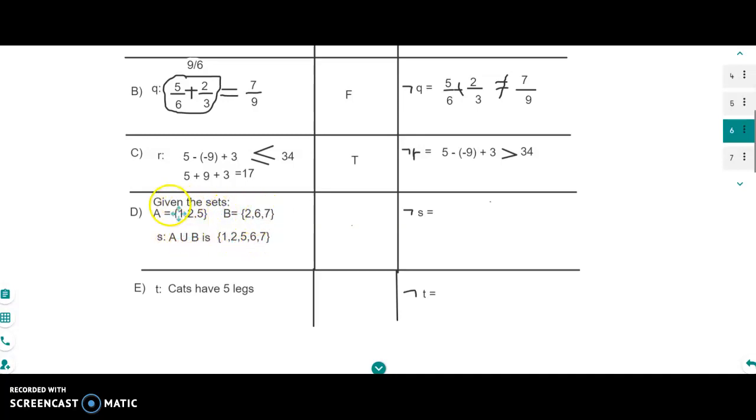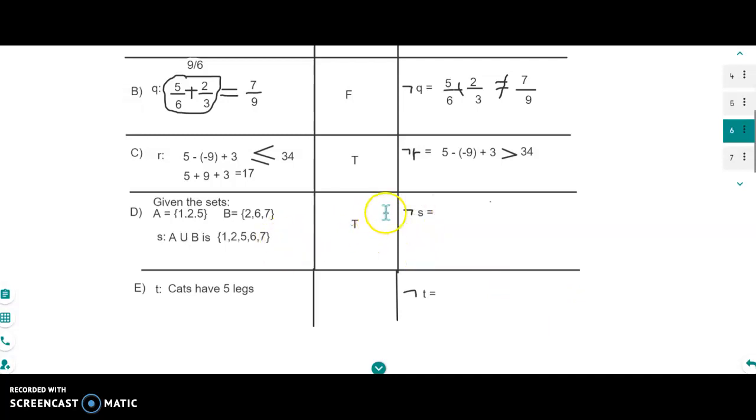Remember the union, that is the combination of the sets A and B. We don't repeat any element. The element 2 is in common between A and B, so we write it once, only one time in the union. So this statement, the union, is true because we already have all the elements from these sets. So we write that the truth value for this proposition is true.